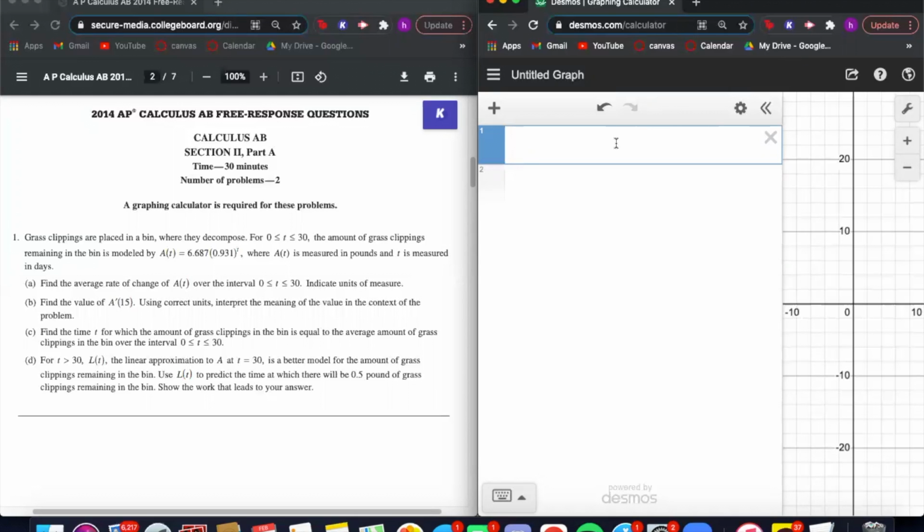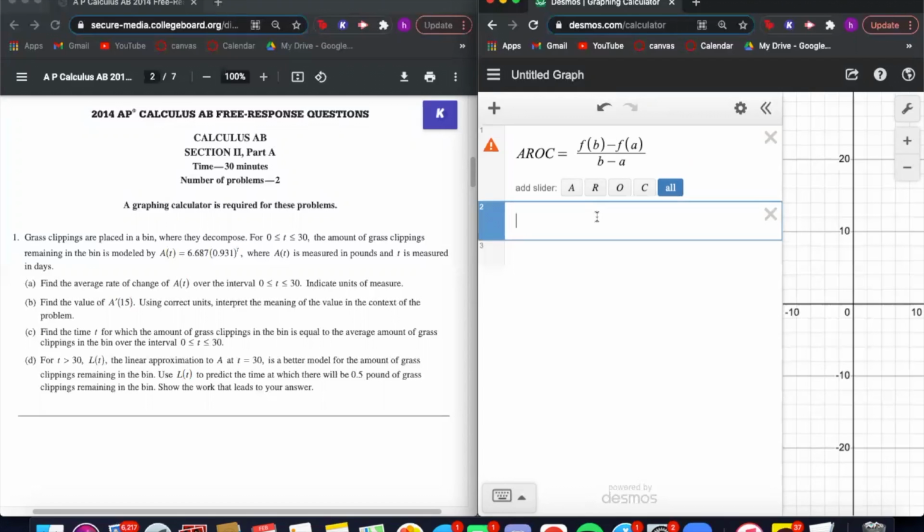If we take a look at the AROC, or the average rate of change, we always have to remember that this is very similar to slope. Whenever we find slope, we use the formula y2 minus y1 over x2 minus x1, which should be familiar to you. The formula for AROC is very similar: f(b) minus f(a) over b minus a. This is the formula we're going to be using for letter A.